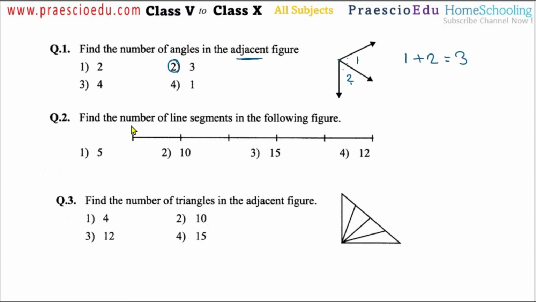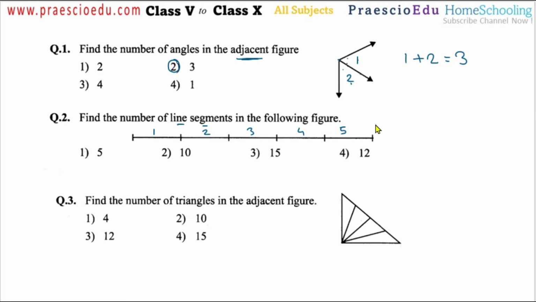Now question number 2: find the number of line segments in the following figure. So in straight lines we have a formula. First we will make the marking. So this is one segment, then 2, 3, 4 and 5. So there are a total of 5 segments in one line, okay. In line means in the same straight line, okay.